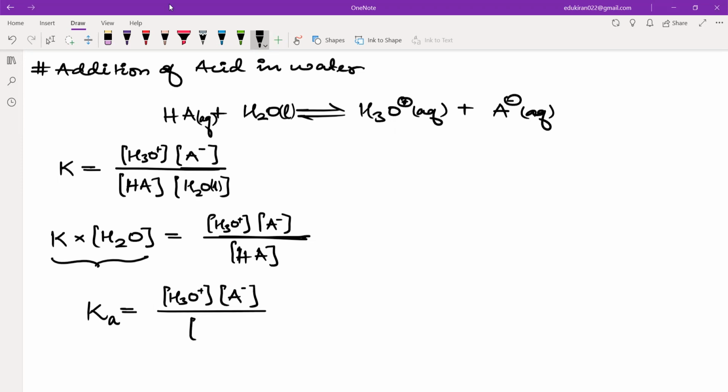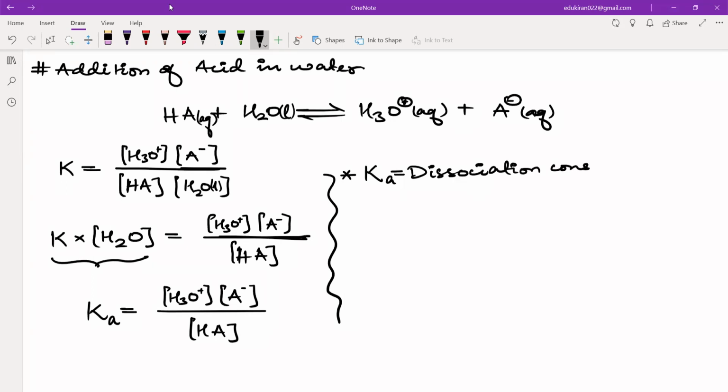This is equal to the concentration of H3O positive, A negative, divided by the undissociated acid, that is HA. Now this Ka is known as the dissociation constant. What is Ka? Ka is the dissociation or ionization constant of acid. Dissociation constant of acid. Dissociation constant or the ionization constant.